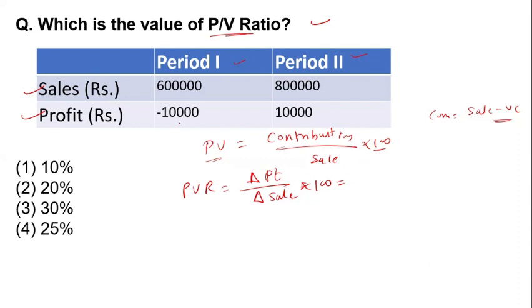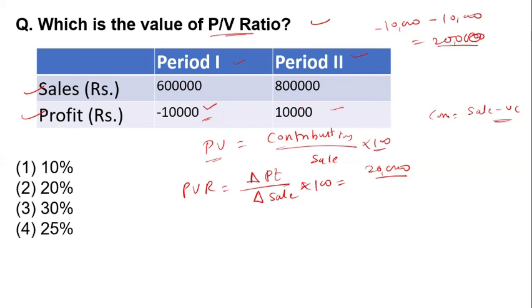Now you can see that in period 1 and period 2, the change in profit is 20,000. Because in period 1 there is a loss of 10,000, and in period 2 there is a profit of 10,000. That's why here we take a difference. If you take a difference, how do you calculate? Minus 10,000, 10,000 minus 10,000, so it will be 20,000.